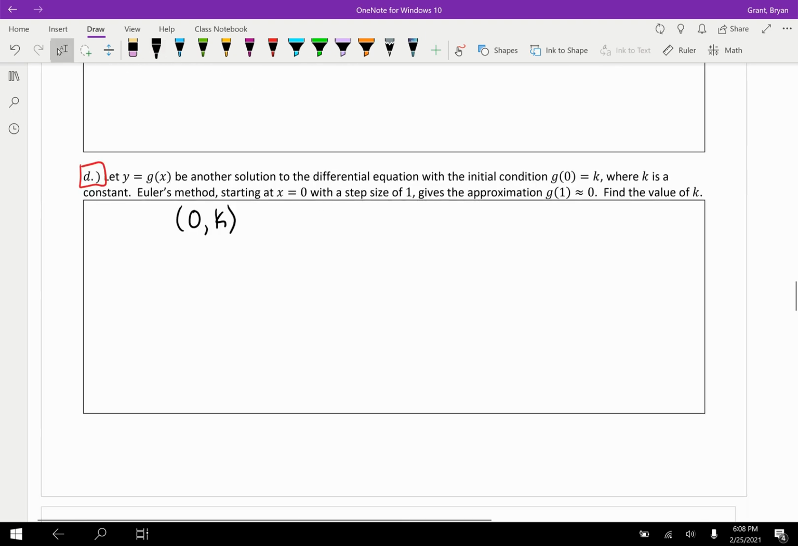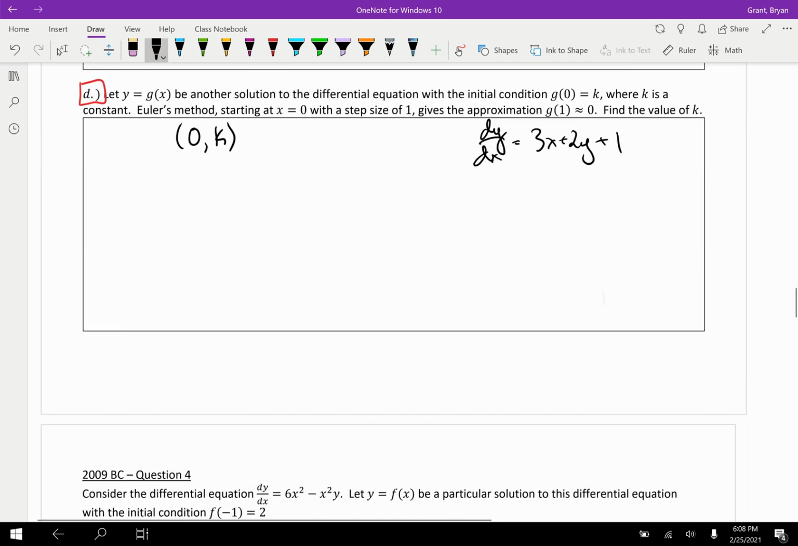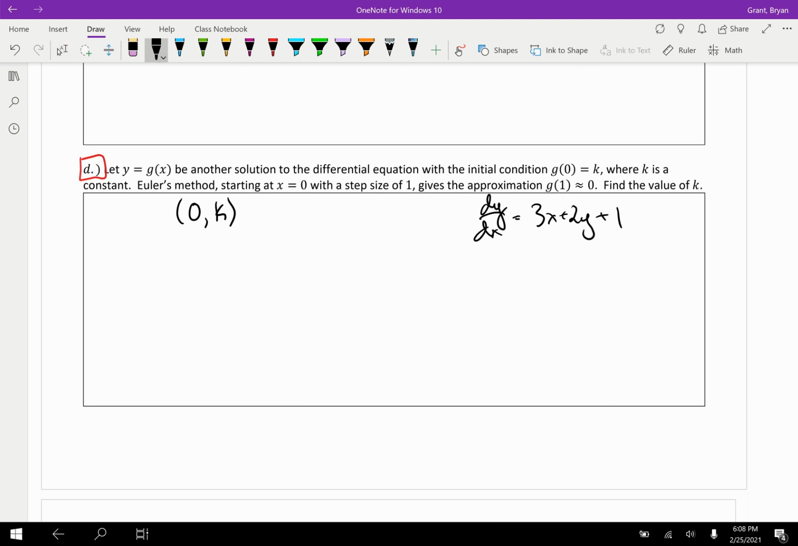3x, 2y, and 1. So I'm going to write that over here. 3x plus 2y plus 1, and make sure I didn't transcribe that poorly. No, that looks good. Okay, Euler's method starting at 0, step size of 1, gives an approximation of g of 1 equals 0. Okay, let's perform Euler's method on this. There's only one step, so it's one tangent line, and at the end, 1 better give us an output of 0. So our tangent line is going to be dy dx, the slope evaluated at 0, k, times x minus 0 plus k.